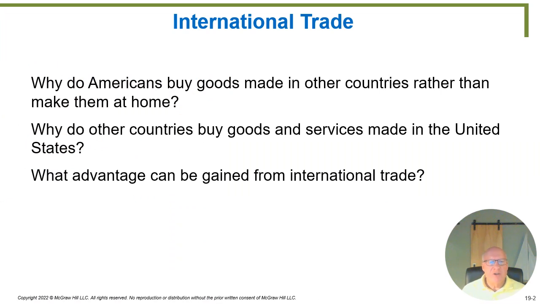So first of all, let's ask ourselves the question, why do Americans buy goods made in other countries rather than making them at home? And why do other countries buy goods and services made in the United States rather than making it in their home? And home meaning their country. And then what advantages could be gained from international trade, if any? Those are the questions that we're going to be talking about in international trade, and some of them may turn out to be quite surprising.